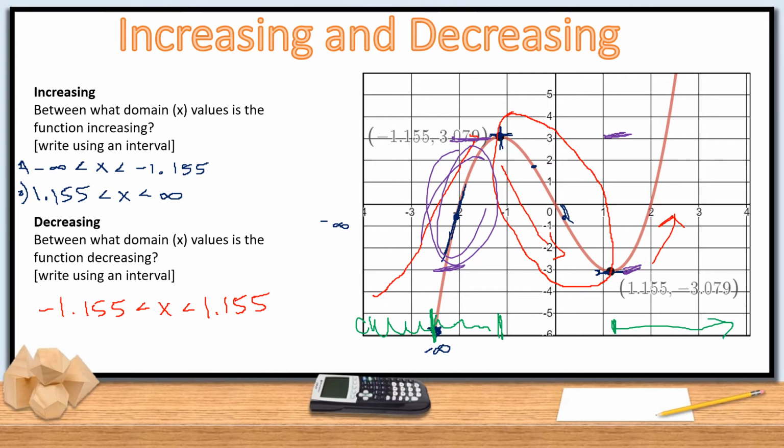The domain works because it's a function. So there's only one answer for every x value. So we would say, okay, between the domains of negative 1.155 and positive 1.155, the slope, the average slope, is going down. It is decreasing.